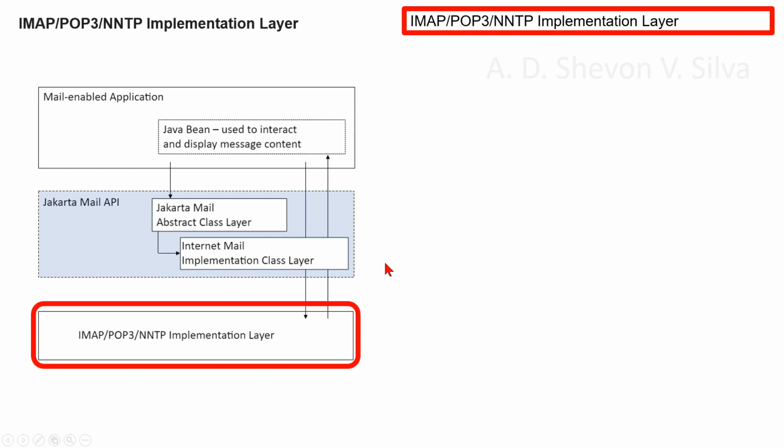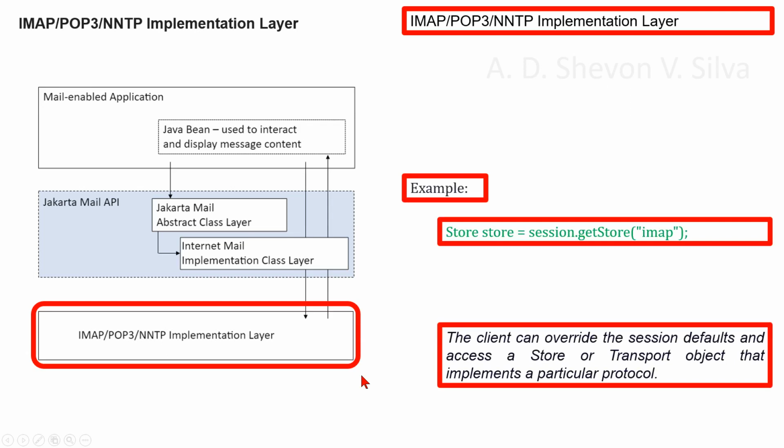Now we are focusing on the IMAP POP3 NNTP implementation layer. As an example, we can consider this one, session.getStore IMAP. The client can override the session defaults and access the store or transport object that implements a particular protocol. Here IMAP is used.